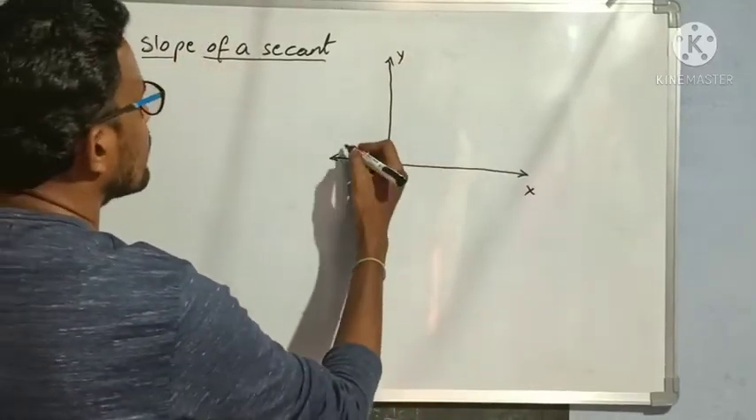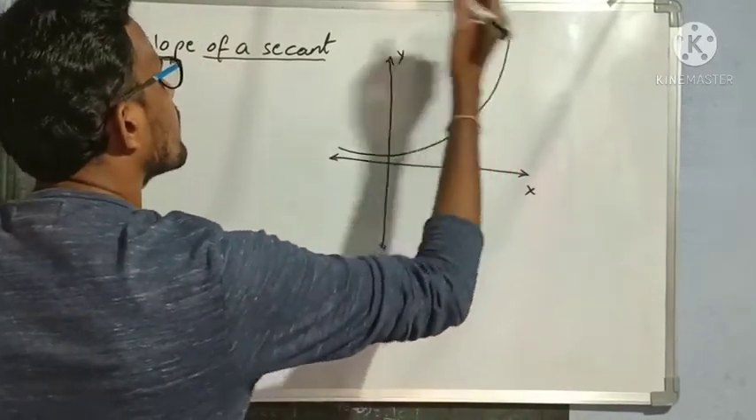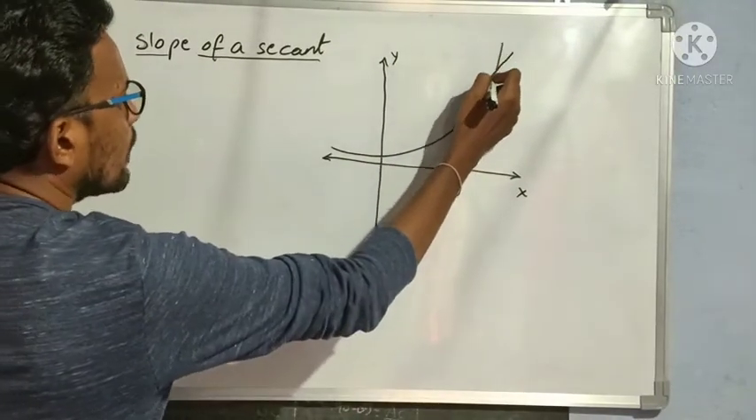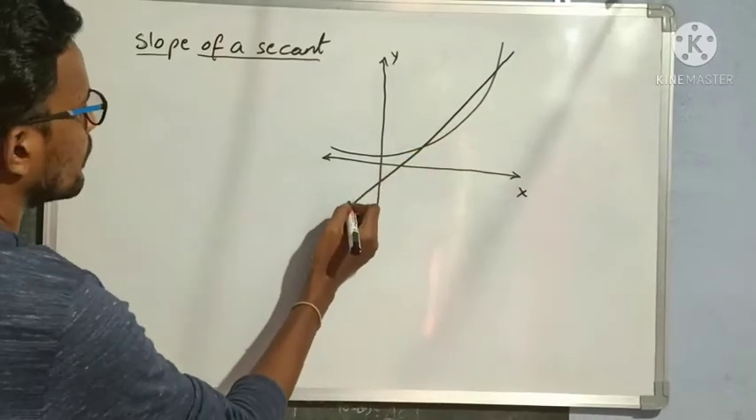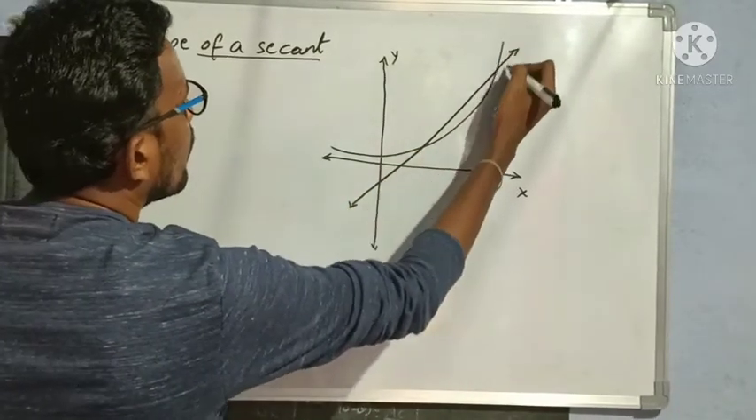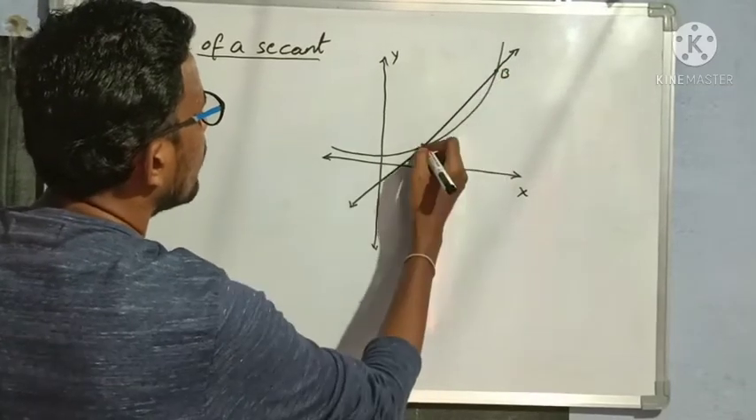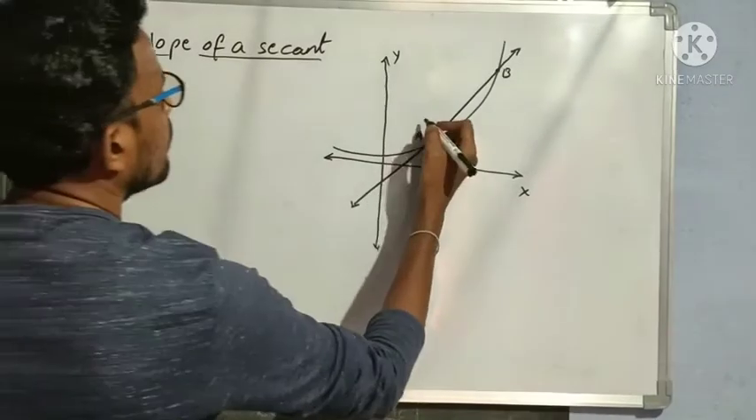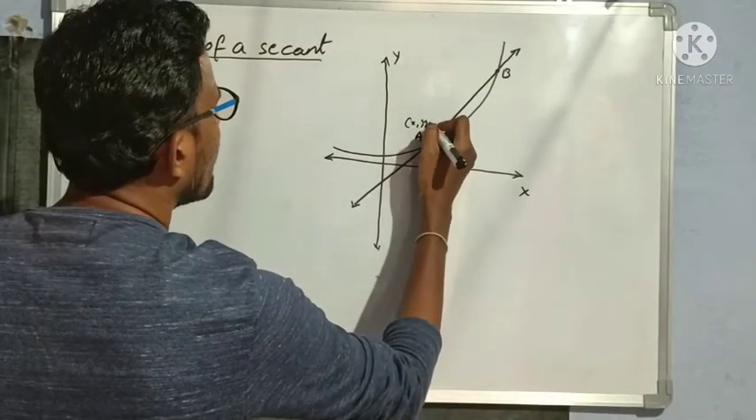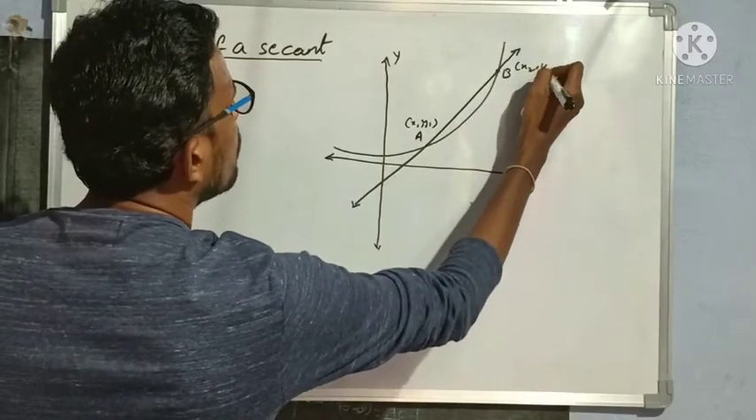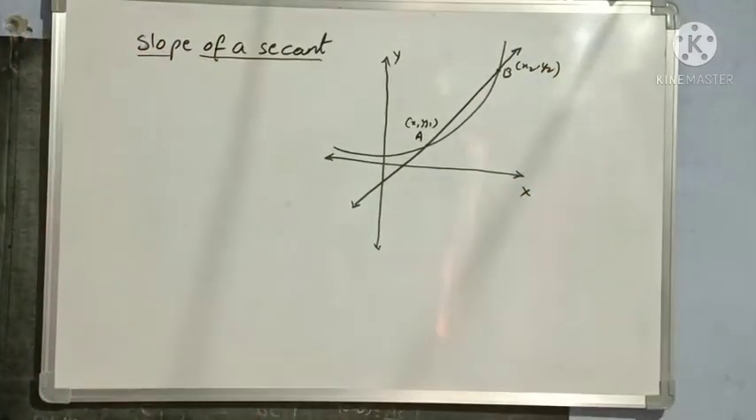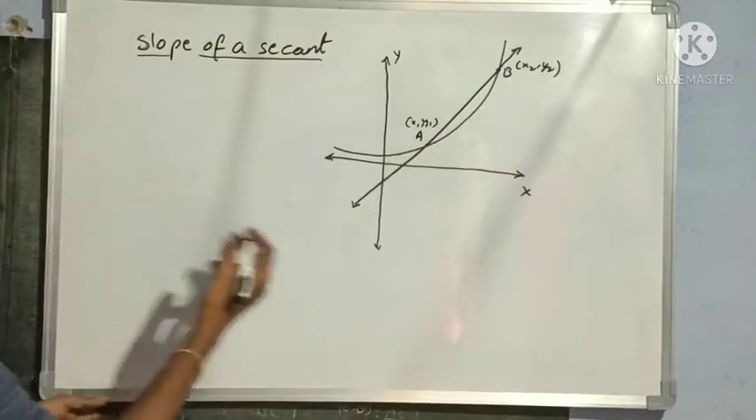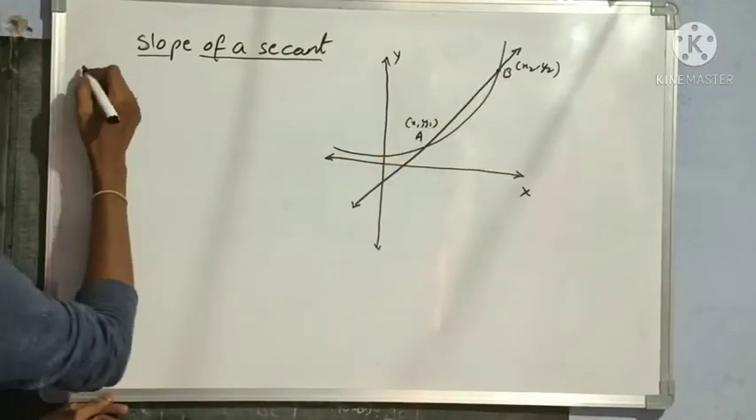First let us take the curve here. This is a curve, and a line intersecting this curve at 2 different points like this. Now this is point B and this is point A. The same coordinates I am taking, x1 y1 and here x2 y2. Already we know that the slope of the line between these 2 points is nothing but the slope of the secant.